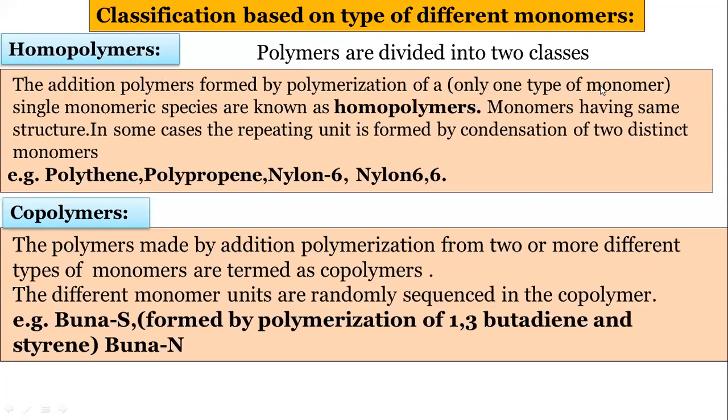These are prepared by only one type of monomer, and these are called homopolymers. Monomers having the same structure. See the examples here: polythene, then nylon 6, nylon 6,6. But in case of copolymers, as the name itself suggests, these are also heteropolymers. These polymers are prepared by the polymerization of two or more different types of monomers. This is the main difference between homopolymers and copolymers.